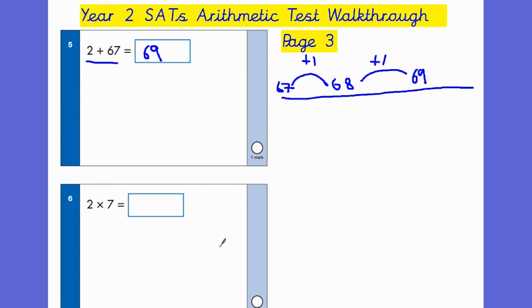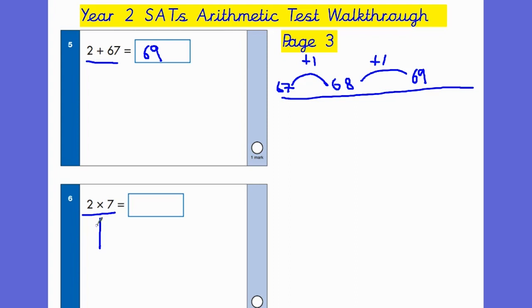Now we get our first multiplication question. In year 2, the children should know their 2s, 5s and 10 times tables, and then possibly also the related division facts as well, and possibly some of the 3 times table, but definitely their 2s, 5s and 10s. So this is the first question. You can see that it's come from the 2 times table, 2 times 7.